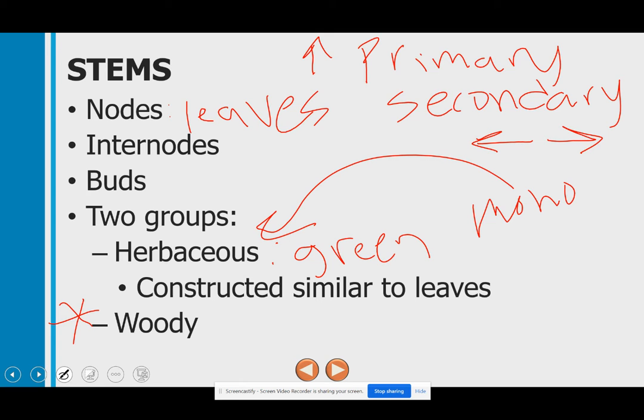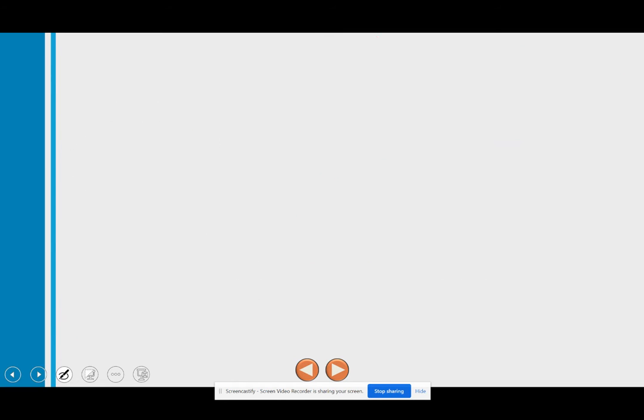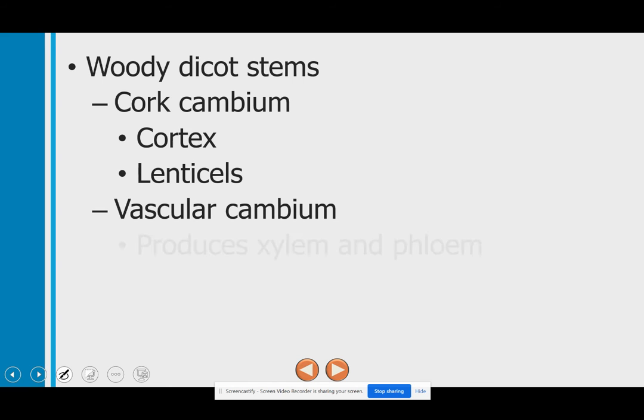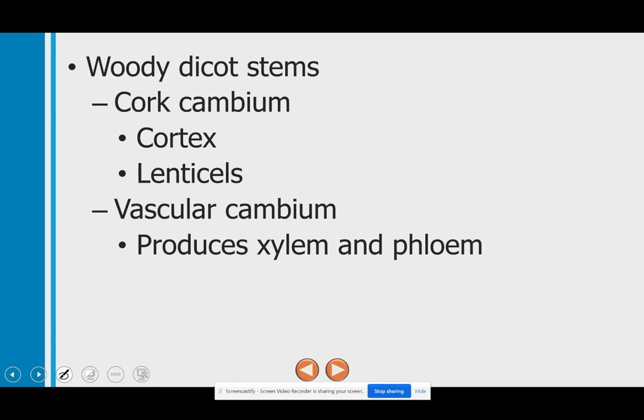So, woody dicot stem, here's what I want you to know. First of all, you have this part of the stem called the cork cambium. Here's what I want you to know about that. The cork cambium, guess what it produces? It produces cork.